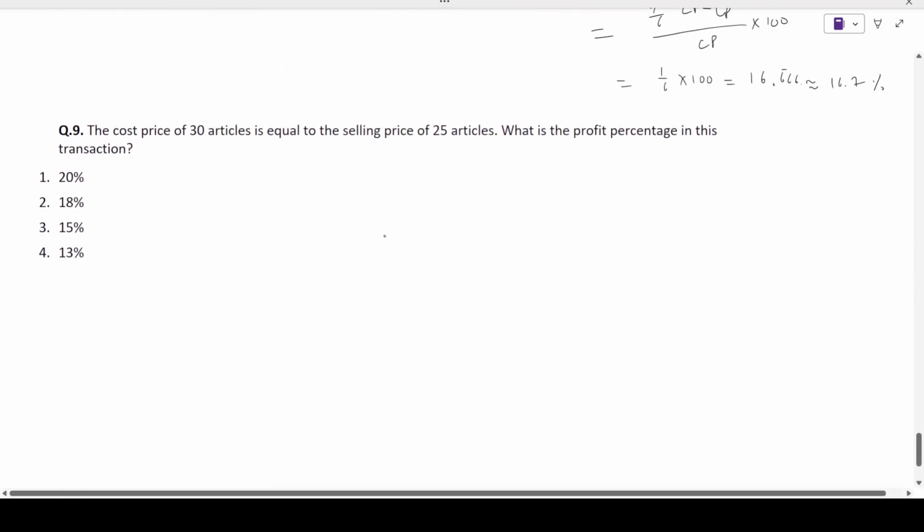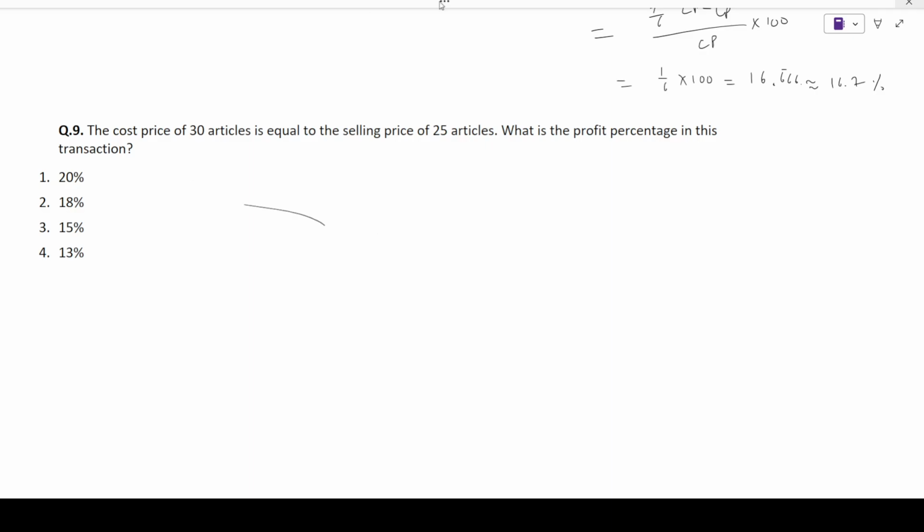The cost price of 30 articles is equal to the selling price of 25 articles. What is the profit percentage in this transaction? Just a second.